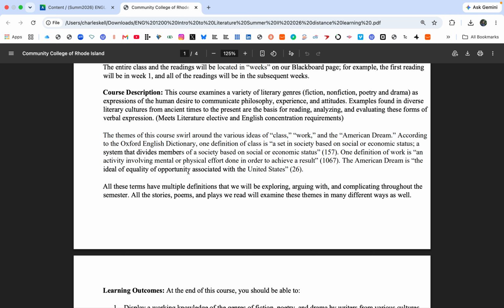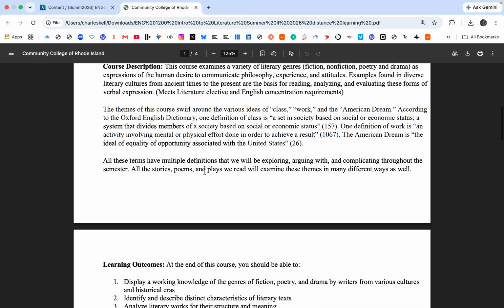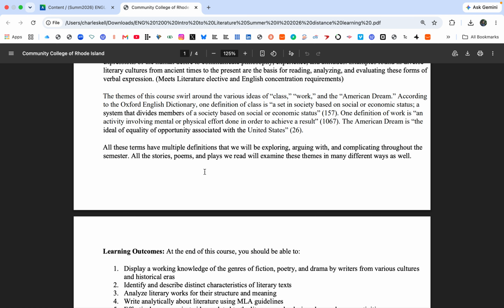One definition of work is, quote, an activity involving mental or physical effort done in order to achieve a result, end quote. The American dream is, quote, the ideal of equality of opportunity associated with the United States. All of these terms have multiple definitions that we will be exploring, arguing with, and complicating throughout the semester. All the stories, poems, and plays we read will examine these themes in many different ways as well.